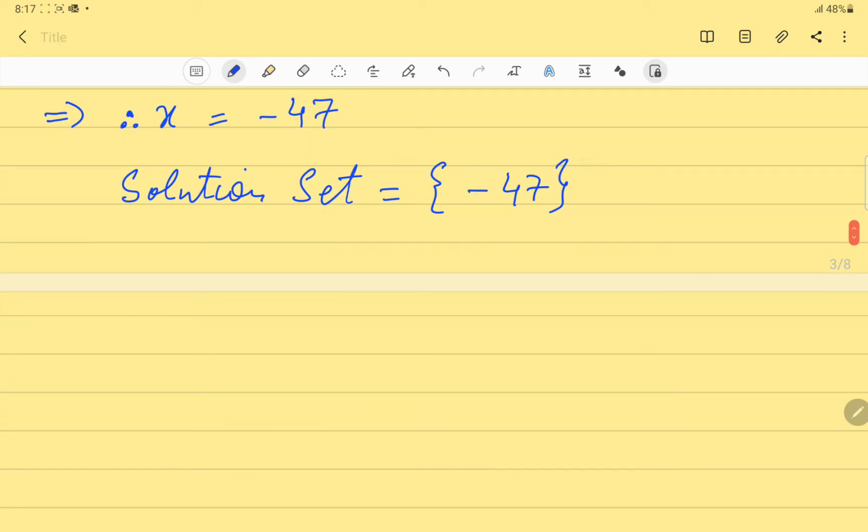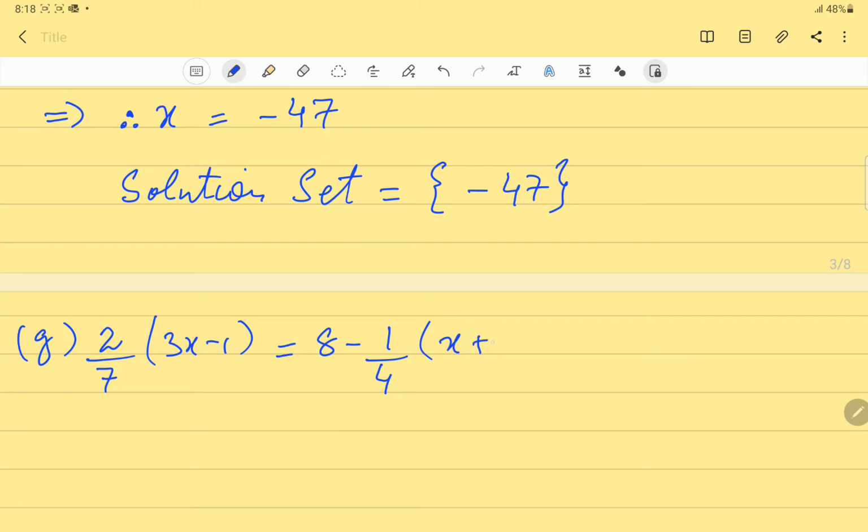So this was our sixth question. Now we will go toward the second last one. Our second last question is 2 over 7 into 3x minus 1 is equal to 8 minus 1 over 4 into x plus 4.